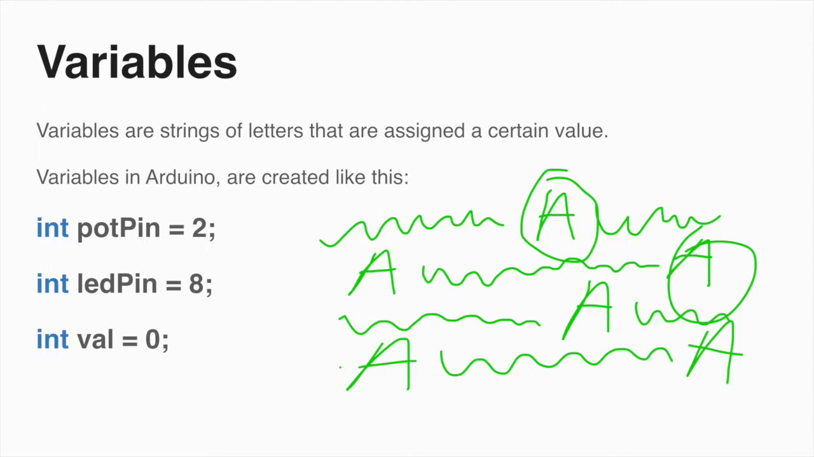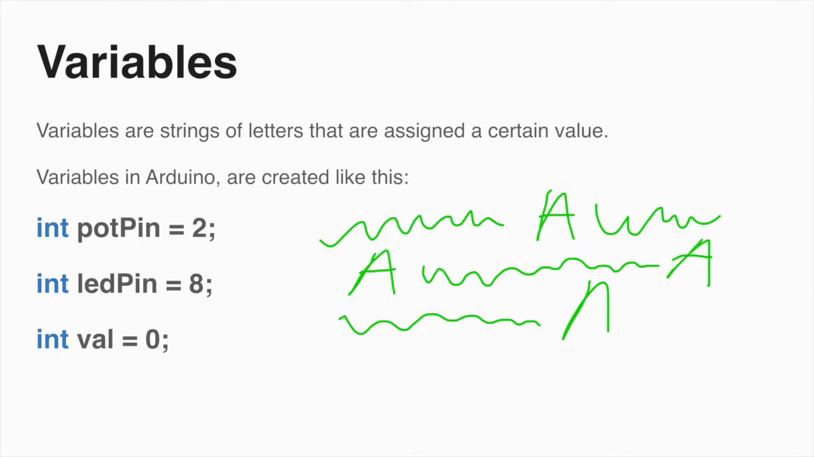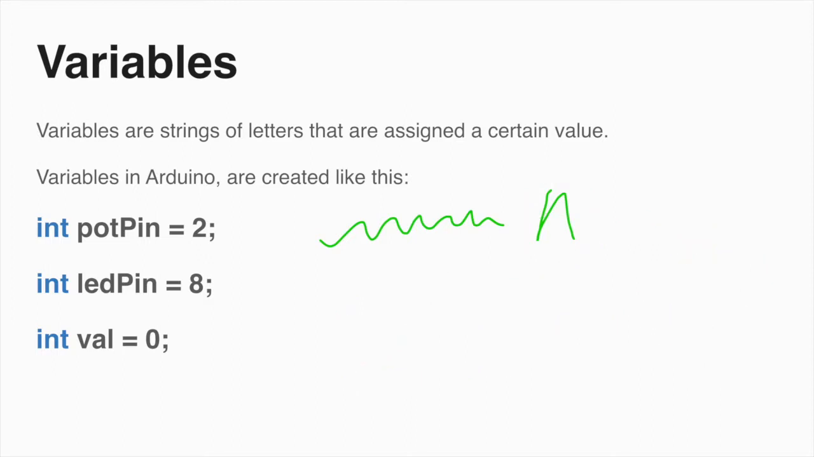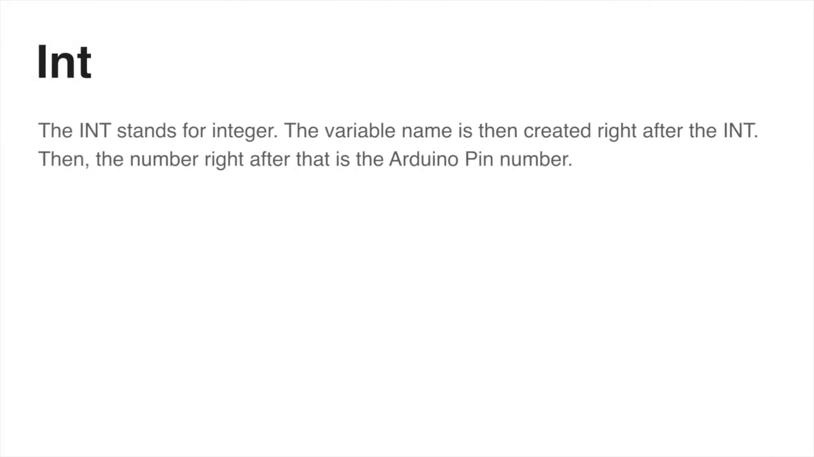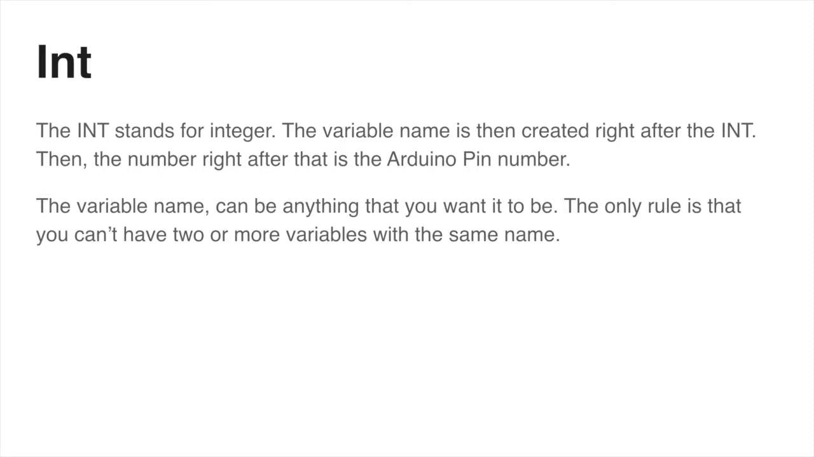So that's what a variable is. I like to think of it as a container that can hold certain values, and that's actually what we're doing here. Let's move into how we create this and all the stuff that goes into it. The INT part, what does that mean? Well, I like to think INT stands for integer, which helps me remember it. The variable name is then created right after the INT.